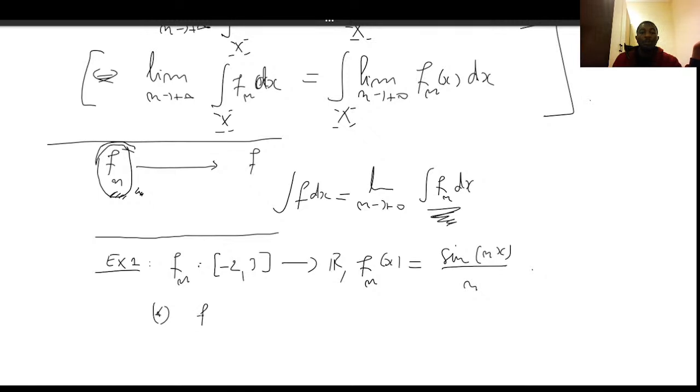First of all, we must compute f of x, which is the pointwise limit of our function fn of x. This will give us 0 if x is 0, because if x is 0, this is always a constant sequence that is 0, and it will give us something that is also okay. This is always 0.